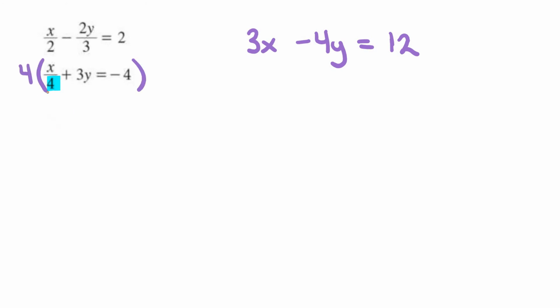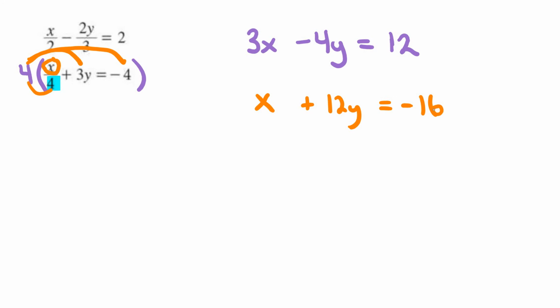If I do that, 4 divided by 4 is 1, and 1 times x is going to be x. So again, x there. And then what's 4 times 3? 4 times 3 is 12, so plus 12y. And then what's 4 times negative 4? That's going to be negative 16. And there we go. My fractions have now been eliminated.